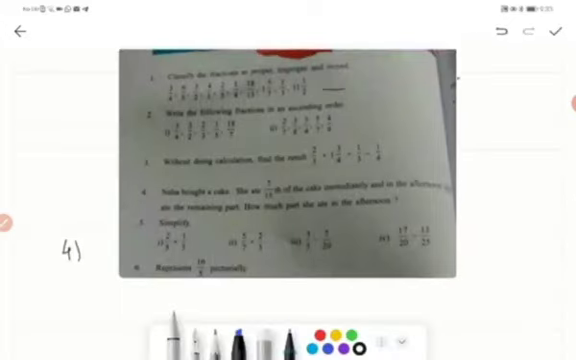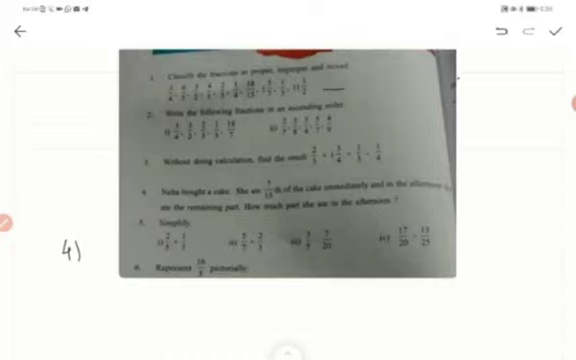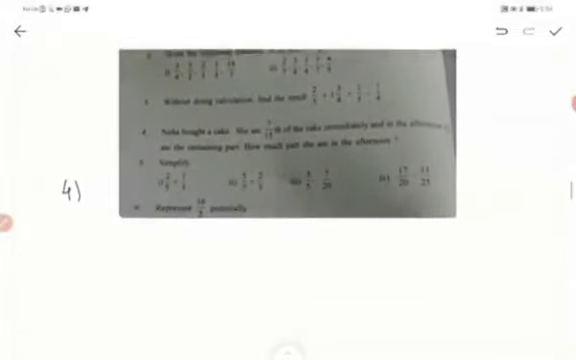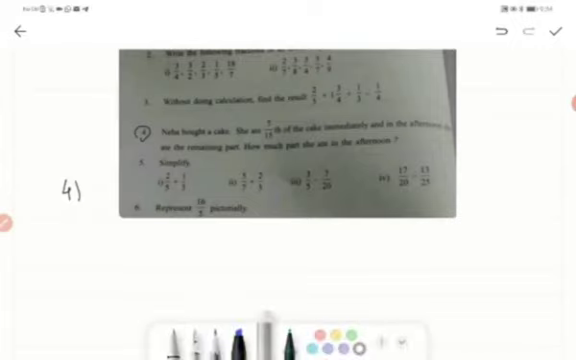And also, I had given you two as homework. Today, what I will do is I will take exercise 5.1. In that, I will try to solve your fourth question. You will get addition, subtraction, or anything in the form of statements as well. In this fourth question they had given: Neha bought a cake.